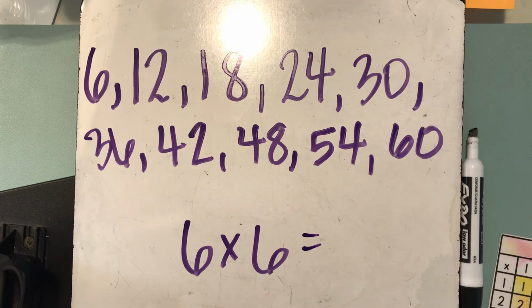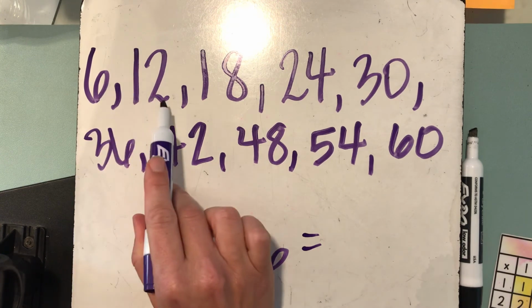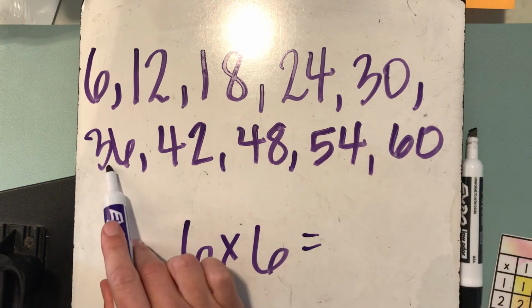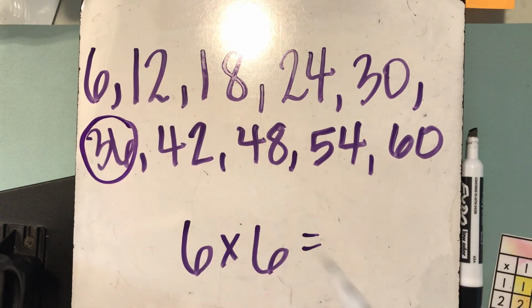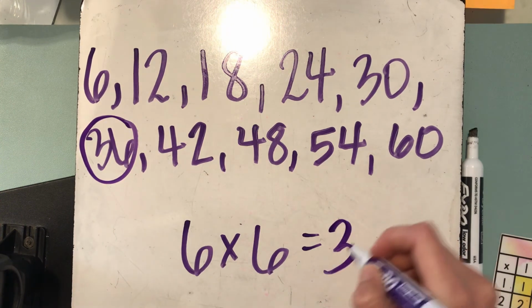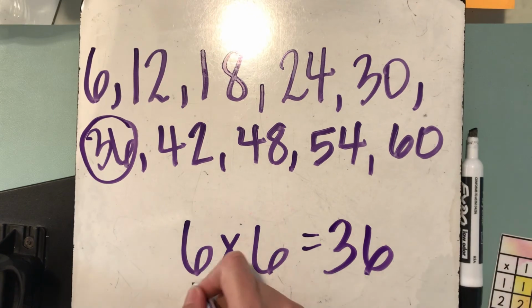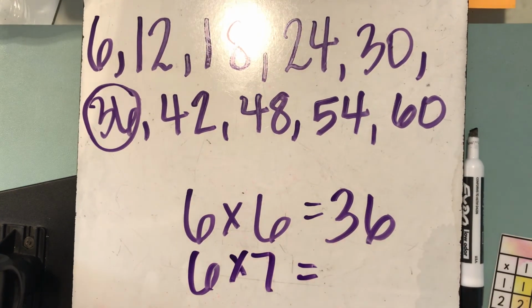Okay, 6 times 6, what does it equal? Well, let's see how many times we skip counted. 6, 12, 18, that's 3 times. 24, 30, 36, that's 6 times. I skip counted 6 times and I landed on 36. All right, let's do this one now. 6 times 7. Pause the video and see if you can figure out what 6 times 7 is.